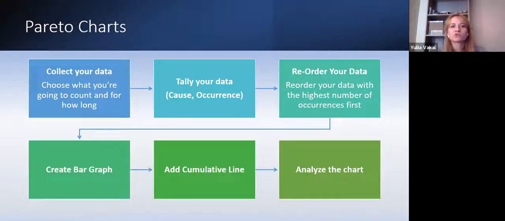So we need to choose what we are going to count and for how long. It's not necessarily that you need to count it; you might already have it. Let's say you have all your defects recorded in your bug tracking system. You just need to categorize them, to understand which factor you would use for categorization. If you don't have it, and you know there's something happening and you need to count it, you probably will need to spend some time.